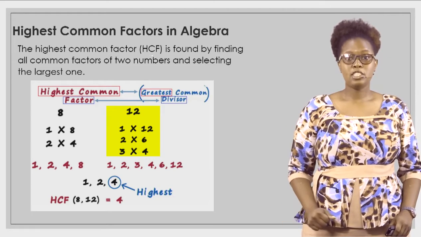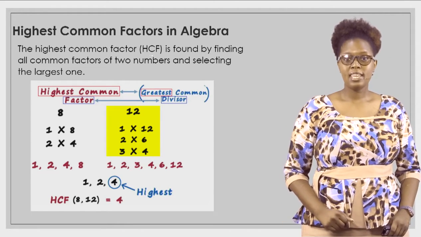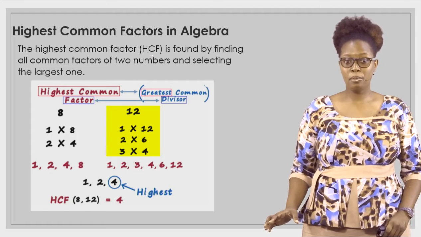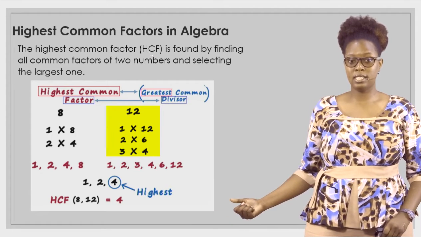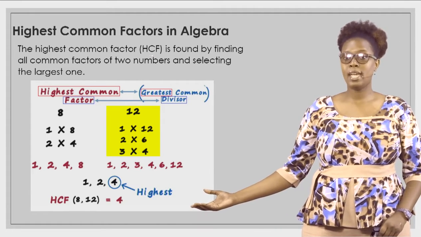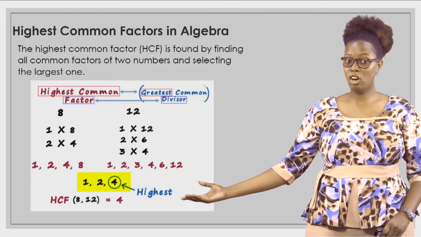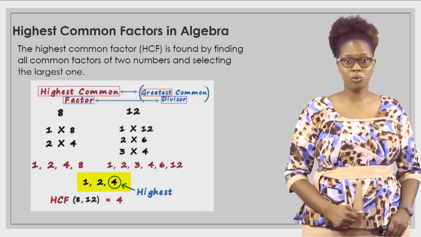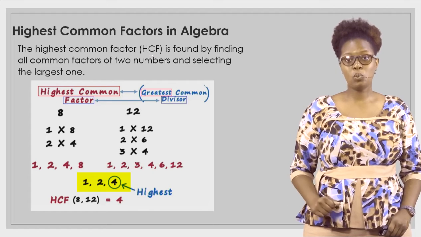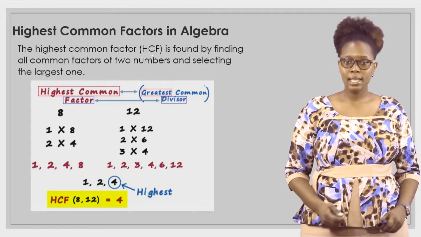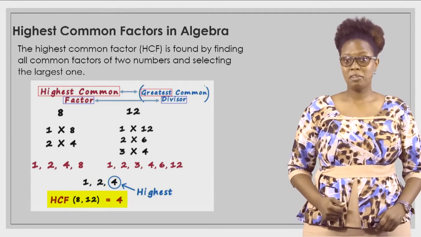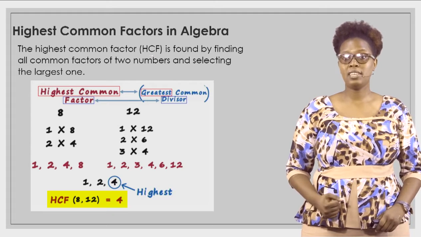The next step in determining the highest common factor is to look for the largest number that is found in the two sets. So the first thing we do is we identify those that are common, and the common ones are 1, 2, and 4. That means that the largest one is 4. So we can conclude that the highest common factor of 8 and 12 is 4.